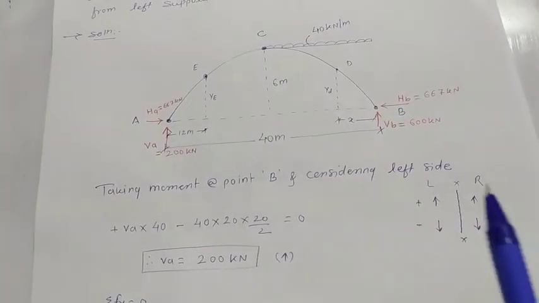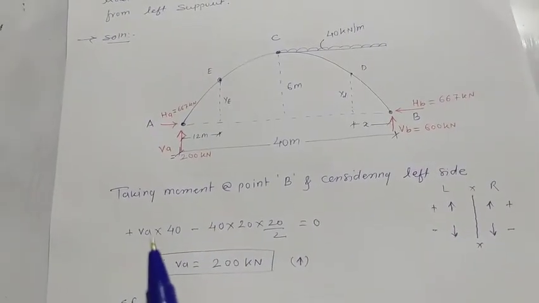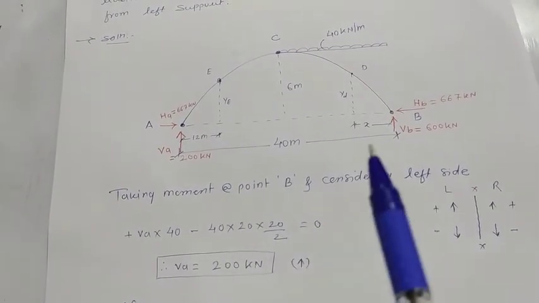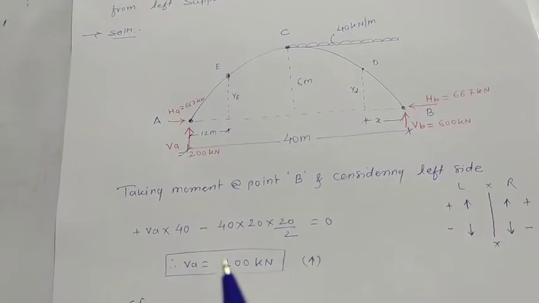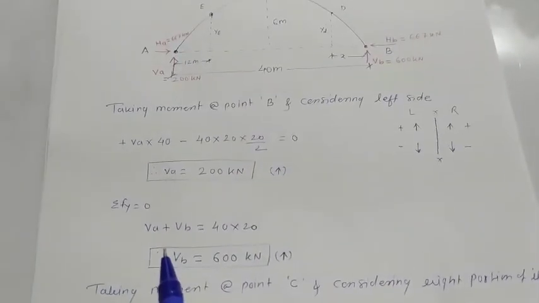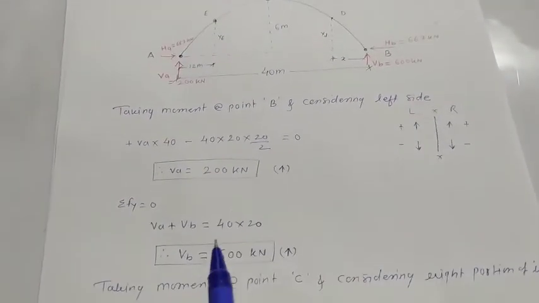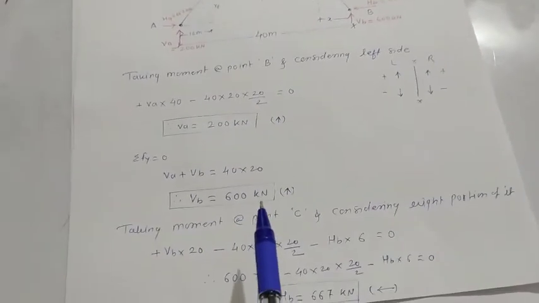Just follow the sign convention: left side, right side, upward positive, downward negative. Okay. So VA, if I take the bending moment at point B, so VA multiplied by 40 minus 40 into 20 into 20 by 2 is equals to 0. So VA will be 200 kilonewton. Now next condition is summation Fy is equals to 0. So VA plus VB is equals to 40 into 20. So from this equation you will get VB, that is 600 kilonewton.